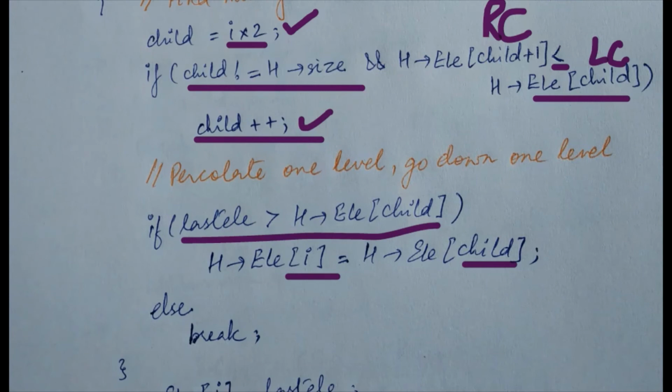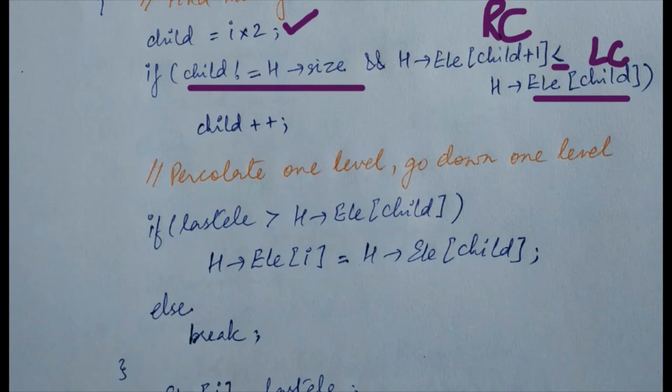So when your child is copied to the root, that is 14 is copied to the root location, your hole moves down and we move down one level. Now we want to see who can fill this hole. Okay, so let me just erase this.